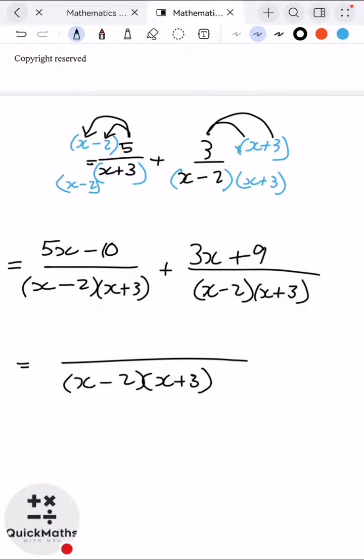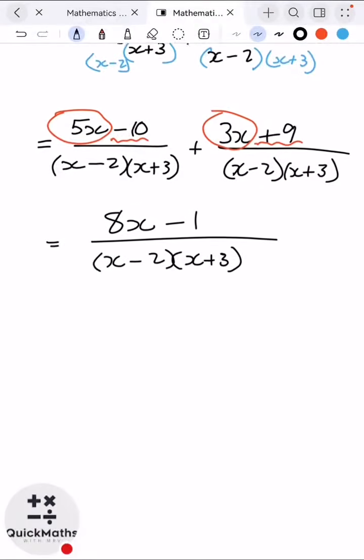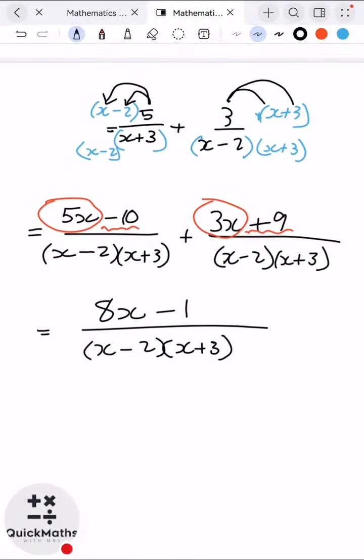Numerator, so I see like terms again. There's an x term, there's an x term, they're going to add. Here's a constant, there's a constant, so they will add. 5 plus 3 is 8x, and minus 10 plus 9 is minus 1. All right, so that's factorized. That's as far as we can go. And that is the next question. Let's see what comes next.